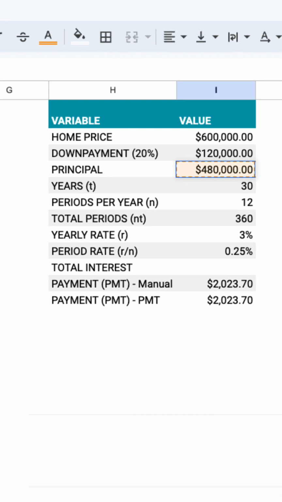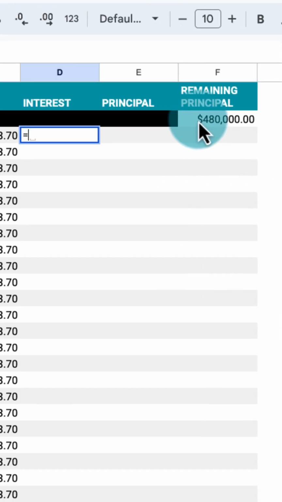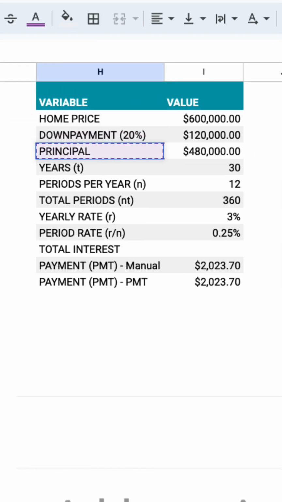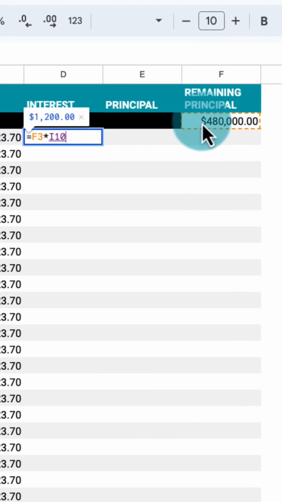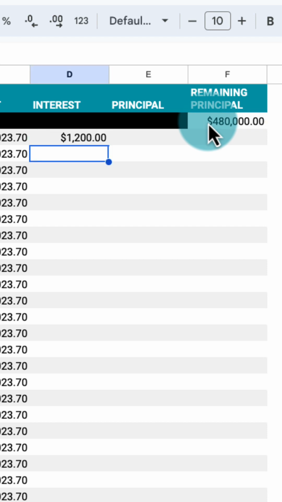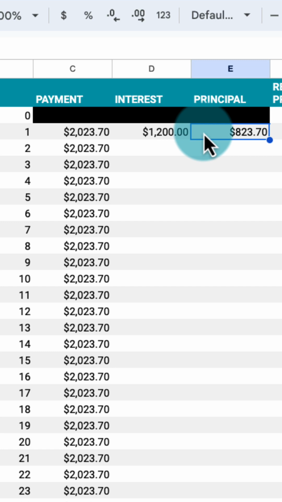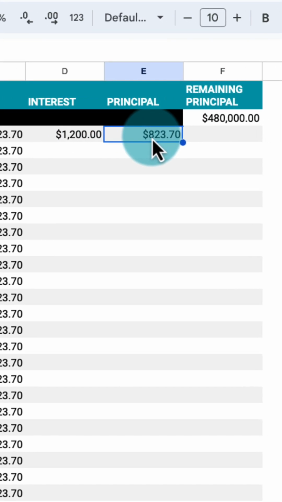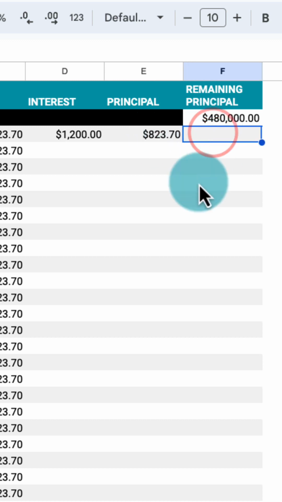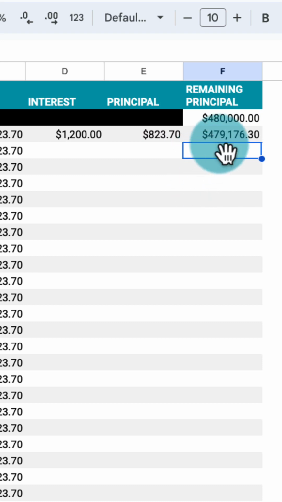On year 0, the principal is $480,000. In the first pay period, we're going to pay 0.25% in interest. We're going to make this an absolute reference. So on the first month, we have to pay $1,200 in interest. The principal that we are going to pay are the $2,023 minus the $1,200. In other words, there's about $800 that we're paying towards the principal. So the remaining principal is the $480,000 minus the $823.